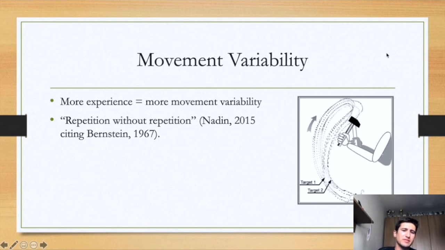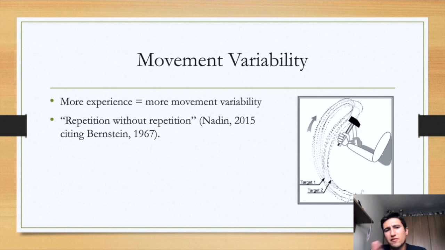So, movement variability. Movement variability states that with more experience there will be more movement variability. However, as described by Nadine in 2015 when citing Bernstein in 1967 on an experiment that he had performed, as an athlete gets more experience, they will start to show more movement variability in the strategy that they adopt to achieve a given movement task. Nonetheless, the movement outcome will still be consistent.